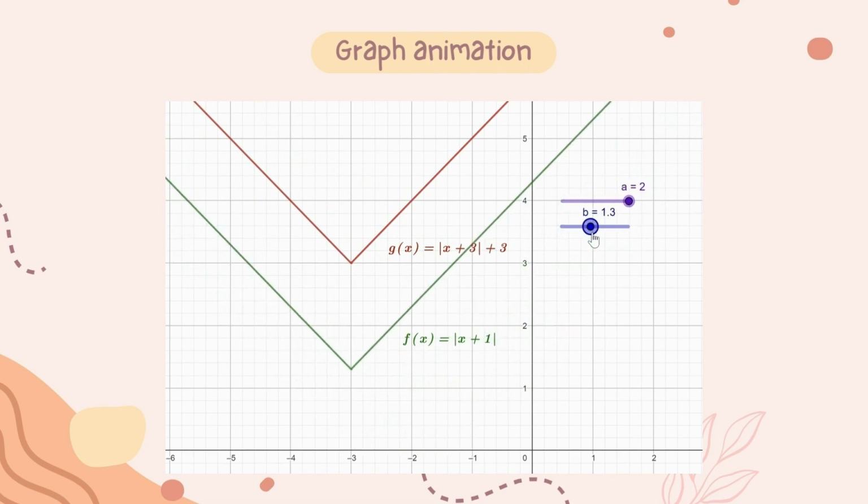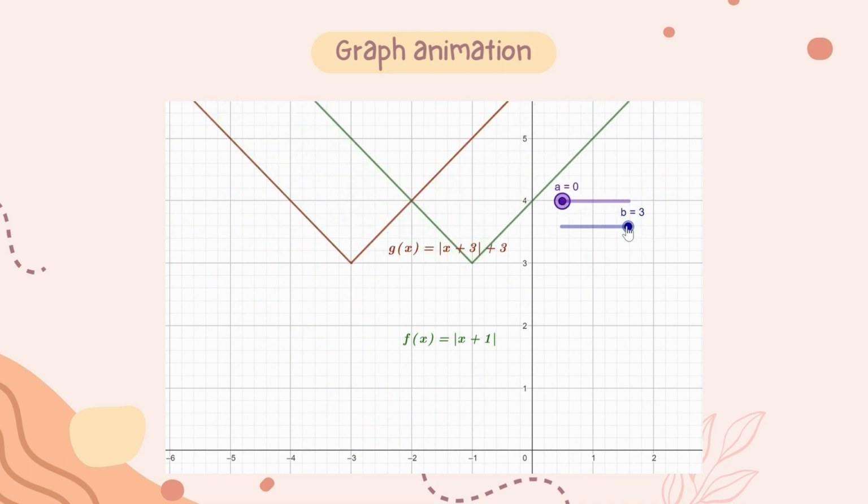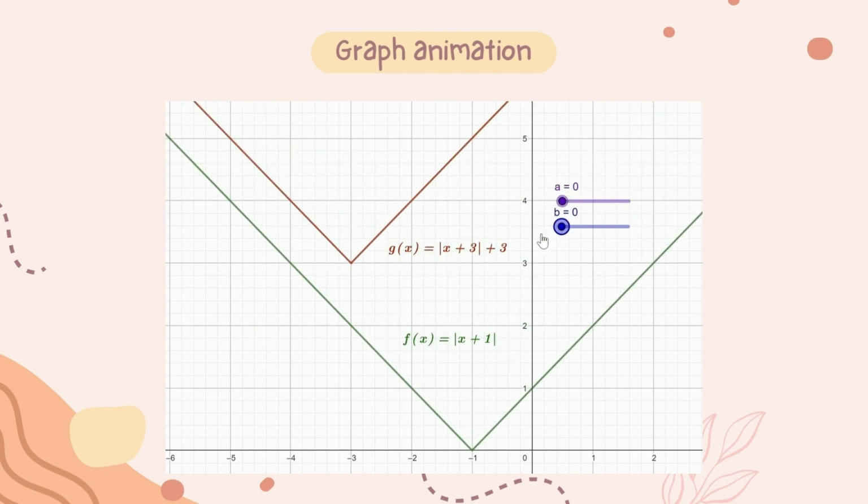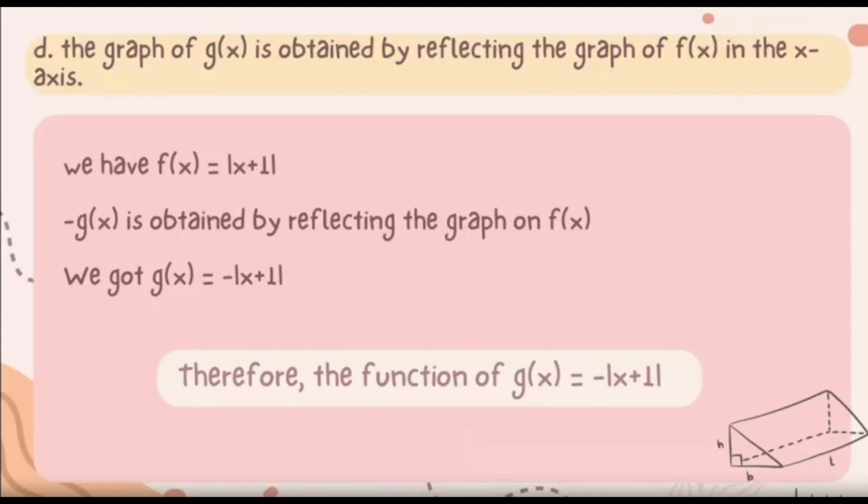And when both the values of A and B turn back to 0, the graph of f(x) will be turned back into its original position. So let's move on to the example. The graph of g(x) is obtained by reflecting the graph of f(x) in the x-axis.